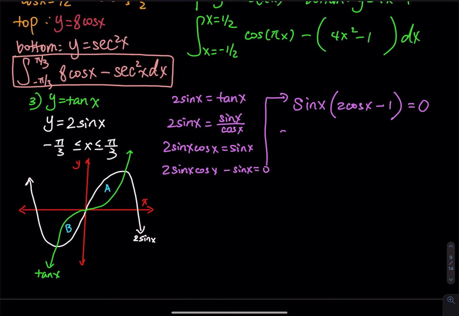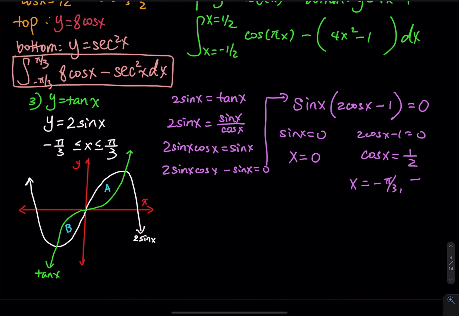And then using the zero product property, sine x equals 0, so we have x equals 0. And then this one is 2 cosine x minus 1 equals 0, so cosine x equals 1/2. And then we have x equals negative pi over 3 and positive pi over 3. So this one, I know that this is 0, this is pi over 3, and then that corresponds to negative pi over 3.